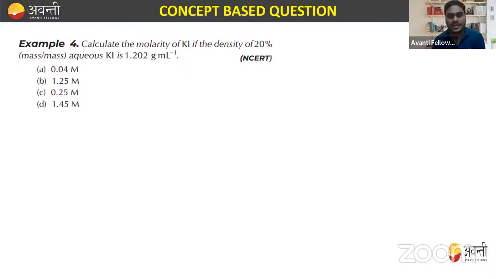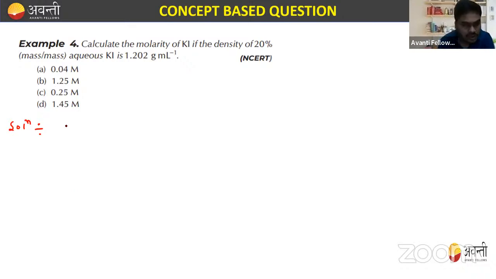So you have to calculate the molarity of what? Of KI. To do this type of question, you must know the formula for molarity. If you know the formula for molarity, then you can easily calculate this.